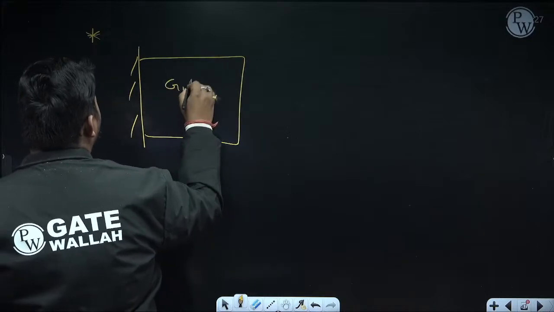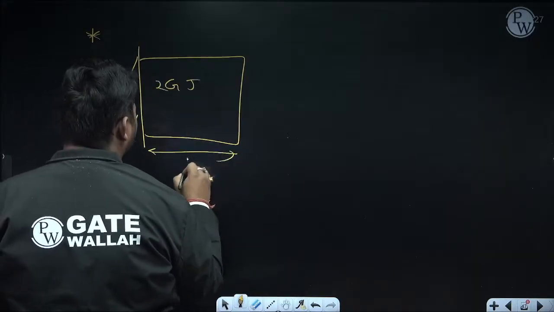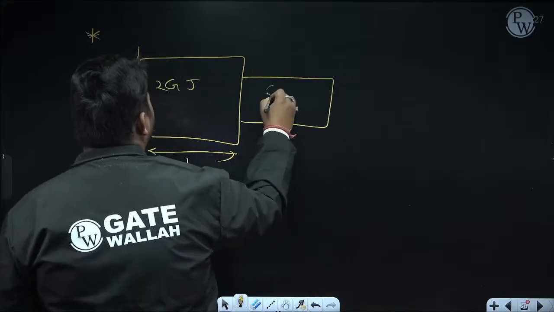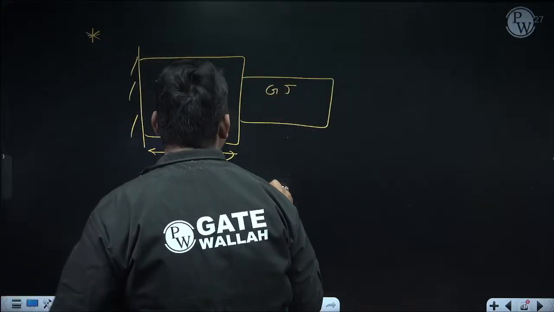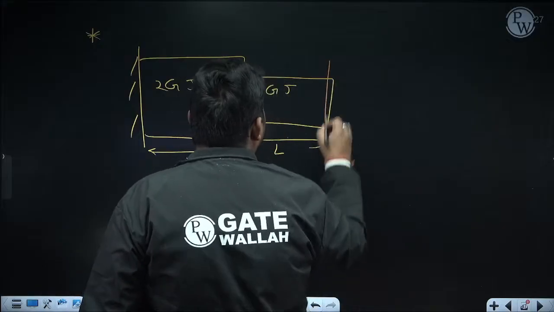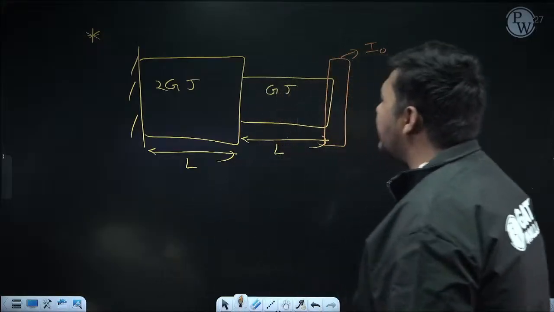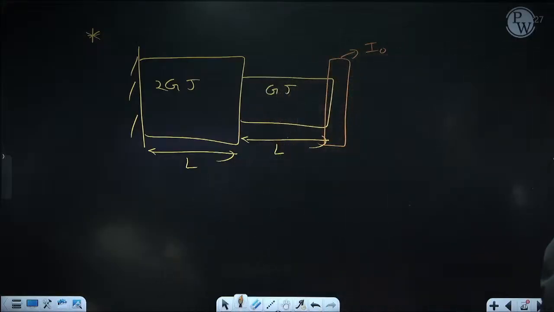Suppose the torsional rigidity of this portion is 2GJ, length is L. Below it this shaft is attached, whose torsional rigidity is GJ, length is L. And here suppose a rotor is attached, whose mass inertia about axis of rotation is I naught, and we want to calculate natural frequency of torsional vibration.